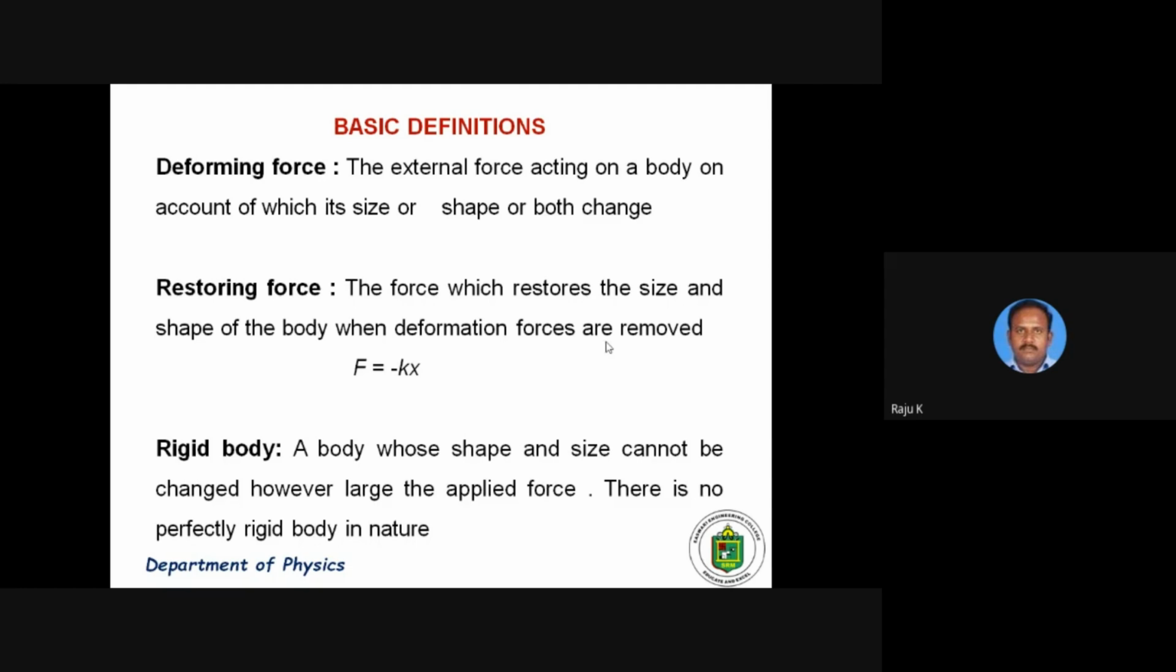Yes. But F is directly proportional to X applies perfectly to elastic material. It does not apply to plastic material. F is directly proportional to X in elasticity, sir? Yeah, for elastic material, F is directly proportional to X. Okay.